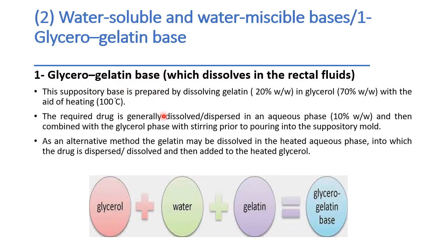Glycerogelatin base can be prepared by dissolving gelatin 20% with glycerol 70% with the aid of heating at 100 degrees centigrade. The active ingredient is dissolved or dispersed in the aqueous phase 10% and then combined with the glycerol phase with stirring before adding to the mold. Alternatively, the gelatin may be dissolved in the heated aqueous phase, into which the active ingredient is dispersed or dissolved, and then added to the heated glycerol.